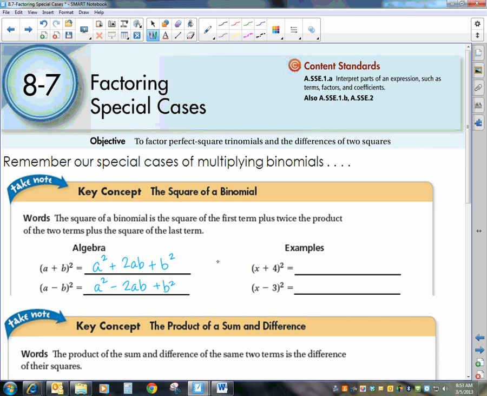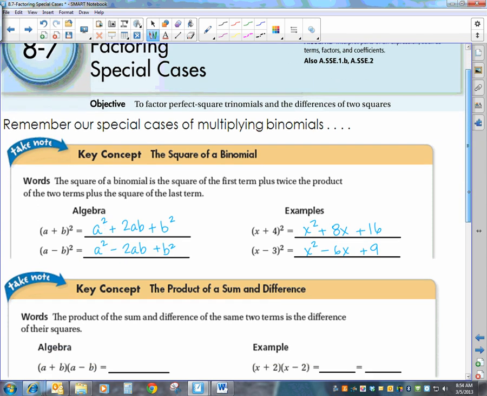So there it is algebraically. If we look at it here, we squared the first term, we squared the last term, and then we multiplied them together times 2. So that was plus 8x. Down here, we're going to square the first term, square the last term, multiply them times each other times 2, minus 6x. So that was squaring a binomial.